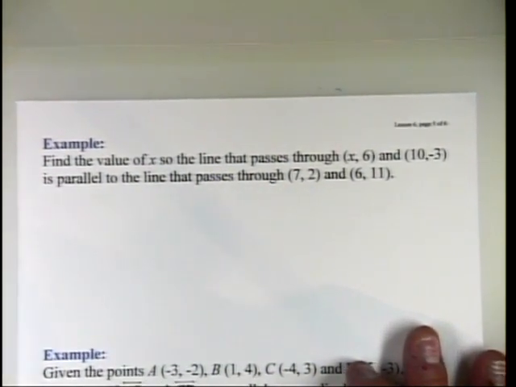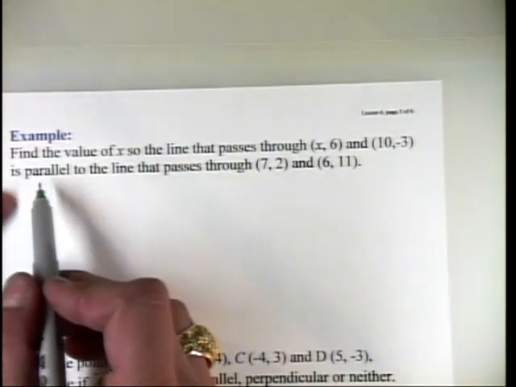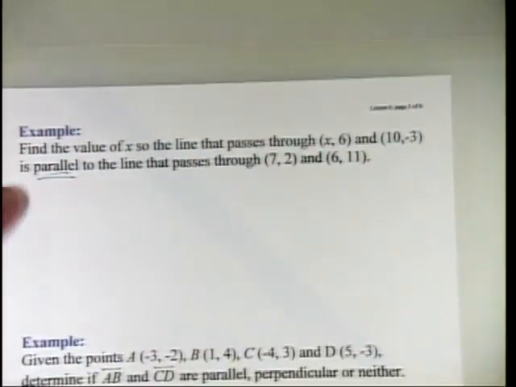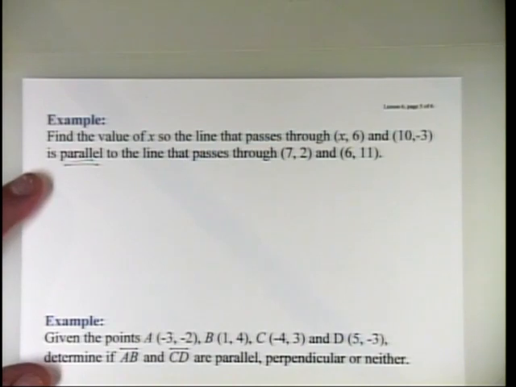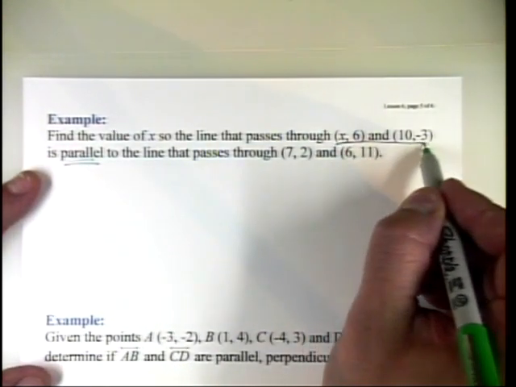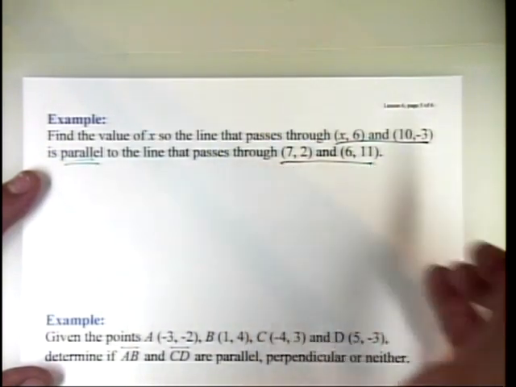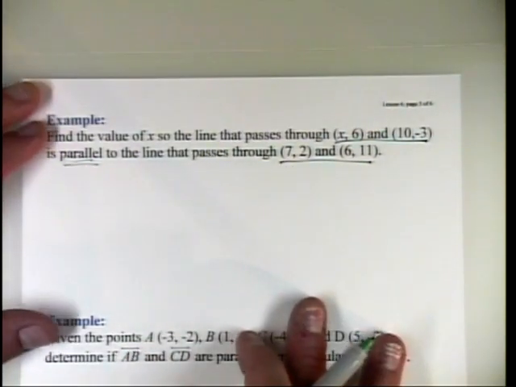Another example. We need to find the value of x so that the line that passes through these 2 points is parallel to the line that passes through those 2 points. Well, let's think about that postulate. It said if 2 lines are parallel, then their slopes are the same or equal. So I can find the slope of this line and the slope of that line by my formula and set them equal to each other. I think we'll do that.